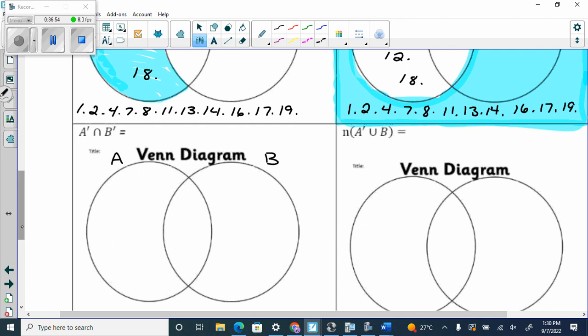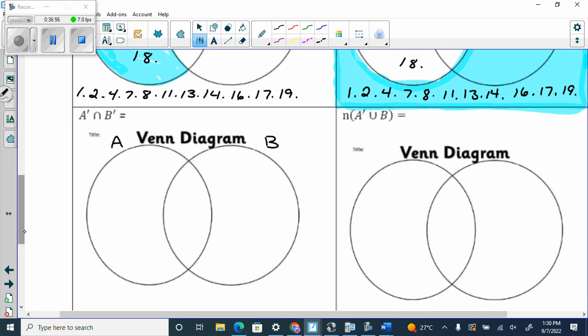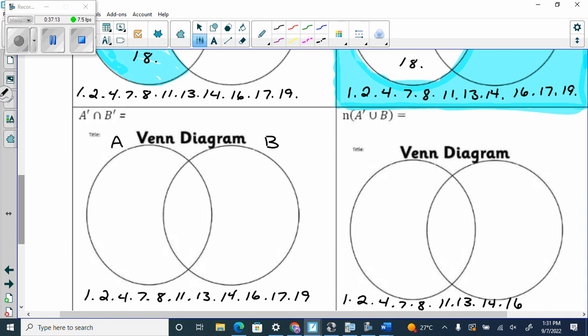Then this one is not A and not B. I've got to put my numbers in. I just want to finish these ones up, and then we can do this. So this is 15. This is 3, 6, 9, 12, 18, 5, 10.